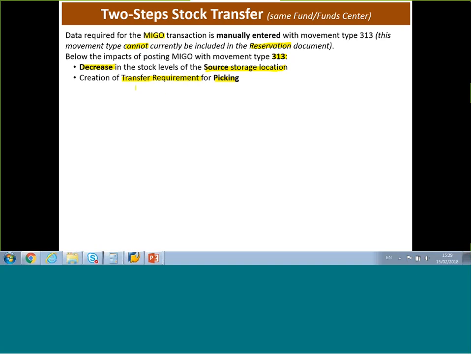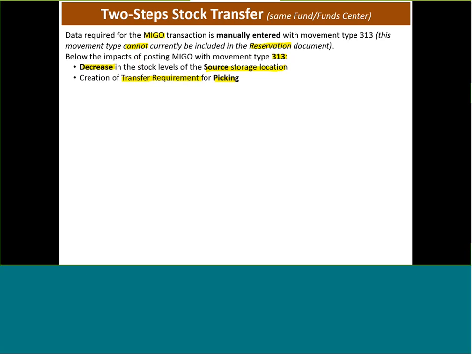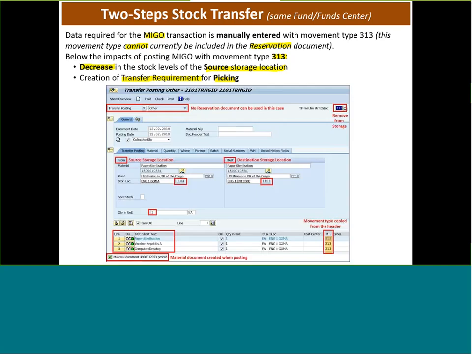So we were talking about the 2 steps stock transfer. After posting the first MIGO transaction with movement 313, the stock in the source storage location will decrease, and there will be automatically a transfer requirement for picking in the source warehouse. So this is a screenshot of the MIGO transaction for movement type 313. In this case, there is no reservation document that can be used, and all this information has to be manually entered by the inventory user in the MIGO transaction and not in the reservation.